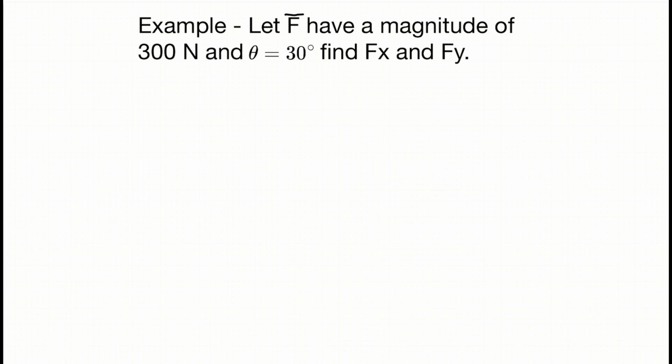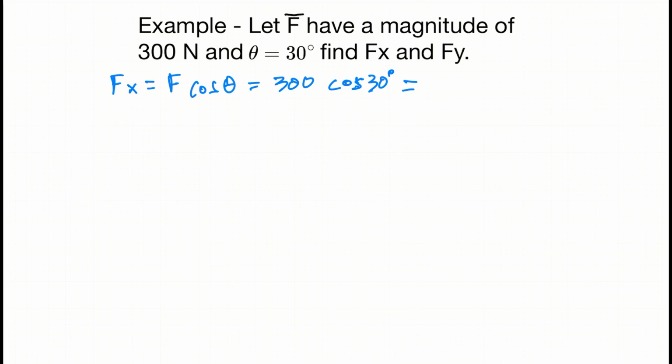Next, let's work an example. Let f have a magnitude of 300 newtons and an angle of 30 degrees. Find f of x and f of y. So what we know is, from the relationships we just showed, f of x is equal to f times the cosine of theta. That's equal to 300 newtons times the cosine of theta, which in this case is going to be 30 degrees. Let's put in the cosine of 30 degrees.